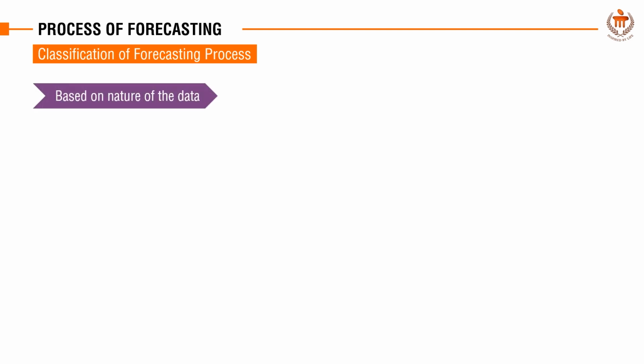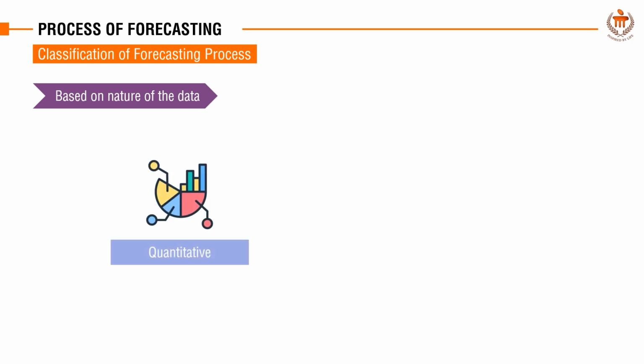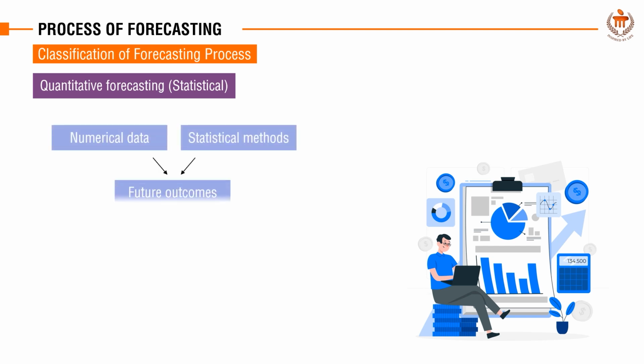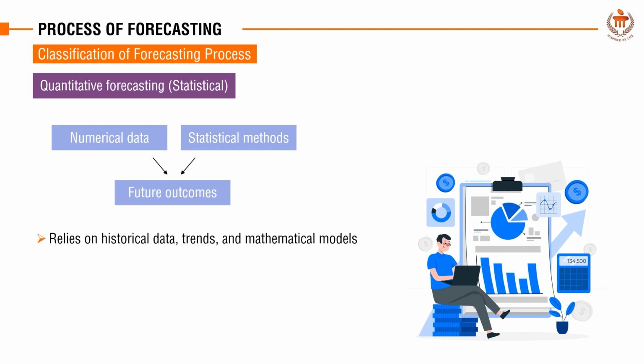Continuing with our discussion, forecasting can be broadly categorized into two types based on the nature of the data used: quantitative and qualitative forecasting. Quantitative forecasting, which is statistical forecasting, involves the use of numerical data and statistical methods to predict future outcomes. This approach relies on historical data, trends, and mathematical models to generate forecasts.